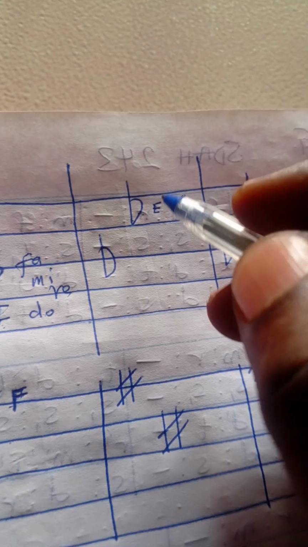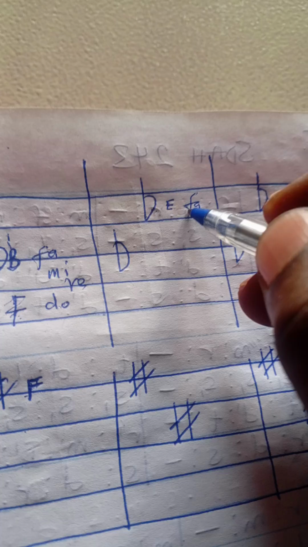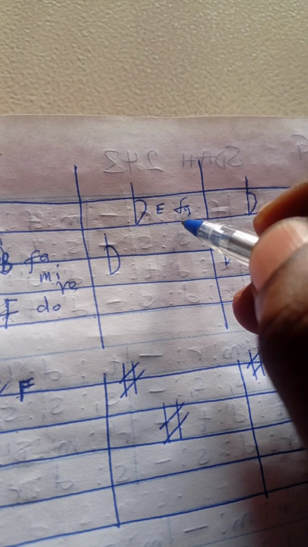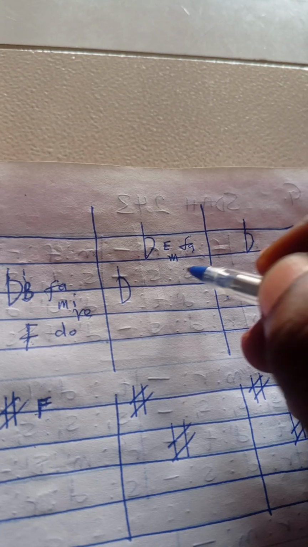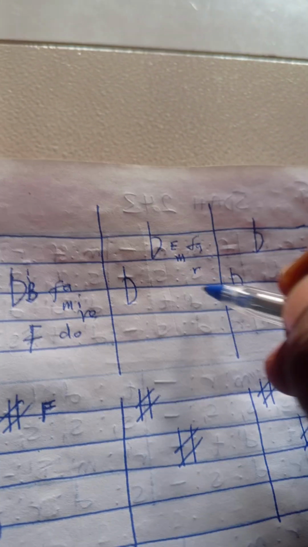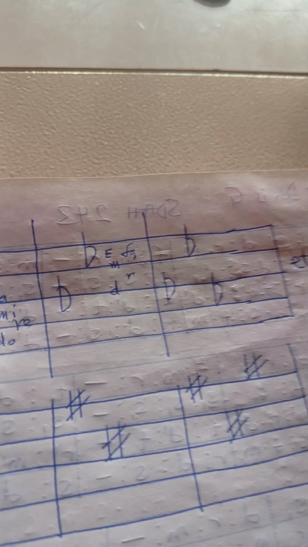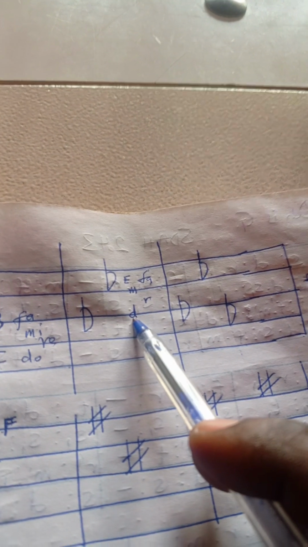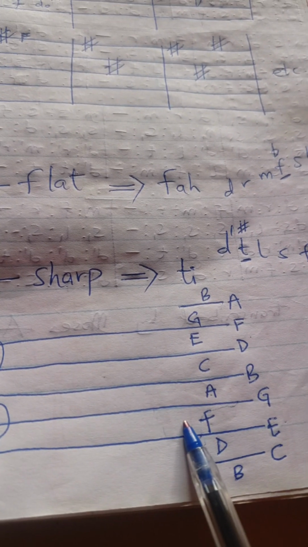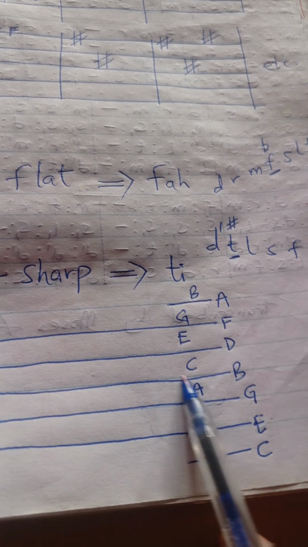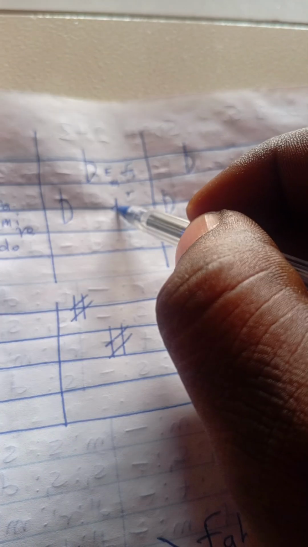Let's see where the do will land. Fa on space, mi on the line, space, re, and then line, do. The do falls on the third line. Let's see where the third line is. If you come here, line 1, line 2, line 3, the line 3 is B. It means the do falls on the key B.